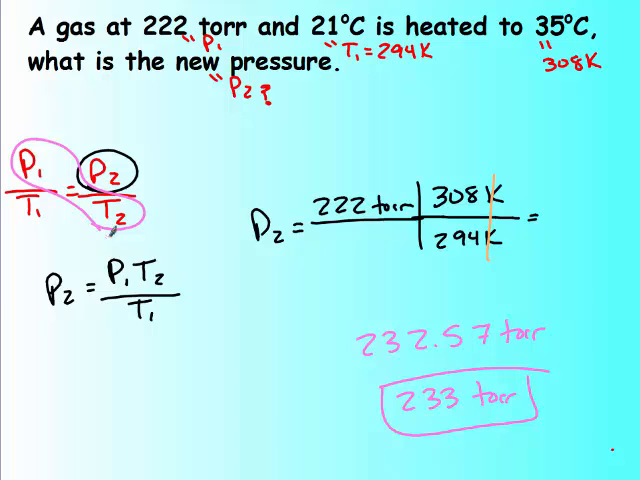My units cancel, so I'm multiplying and dividing, and I wanted 3 significant figures. We're not looking at temperature because when I convert it to Kelvin, I have a different number of sig figs. So don't look at temperature when you're finding your sig figs. Look at everything but temperature.